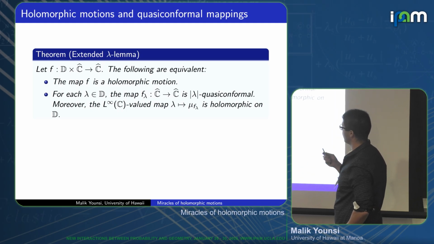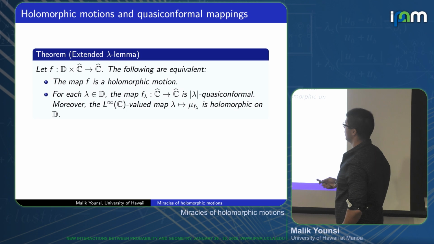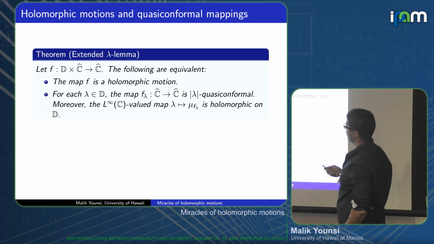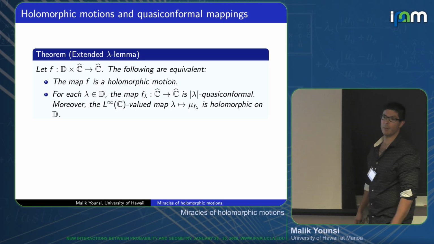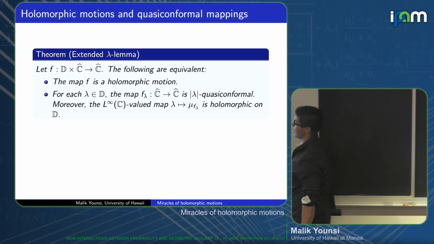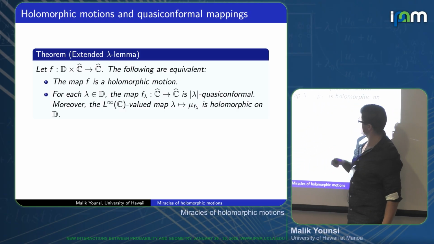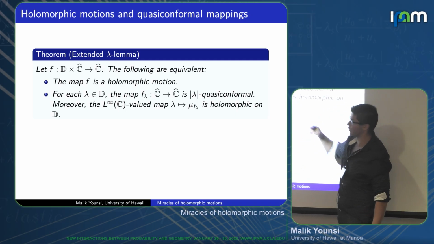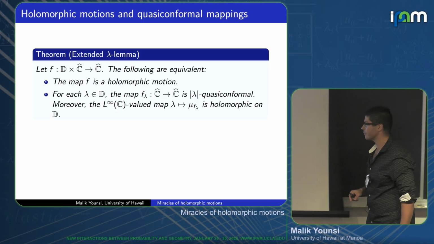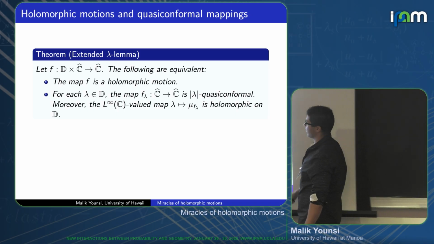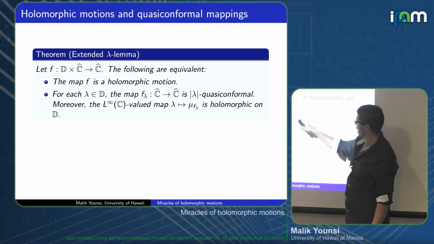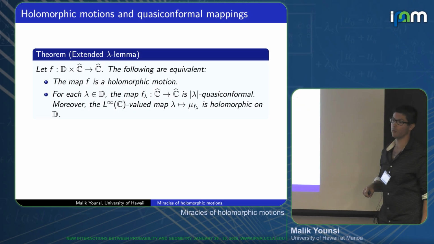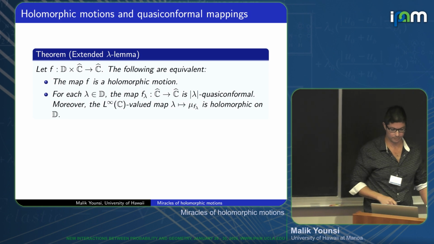So if you start with a function of lambda z, then it will be a holomorphic motion if and only if it's essentially a family of quasiconformal mappings that depend holomorphically on the parameter lambda. In the sense that if you fix lambda, then each of those maps F lambda is quasiconformal, and a little k is given in terms of lambda by the absolute value. And moreover, if you look at the Beltrami coefficients of those QC mappings, they vary holomorphically with respect to the parameter lambda, okay?